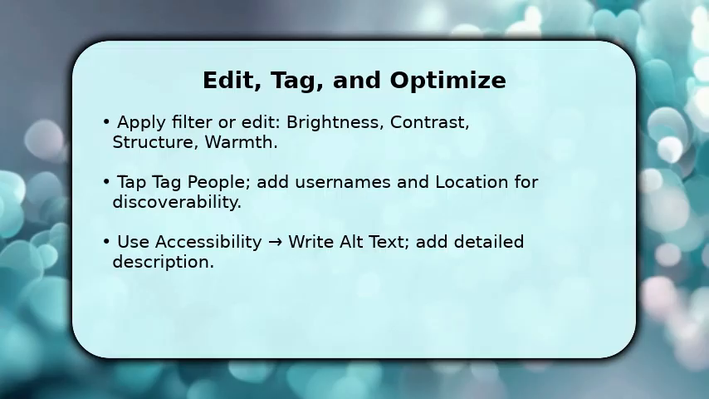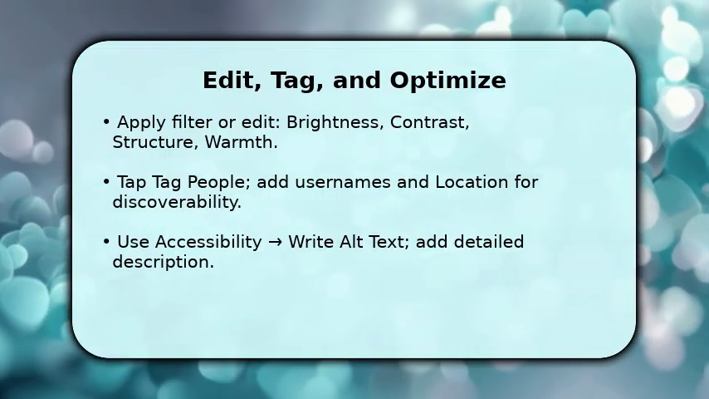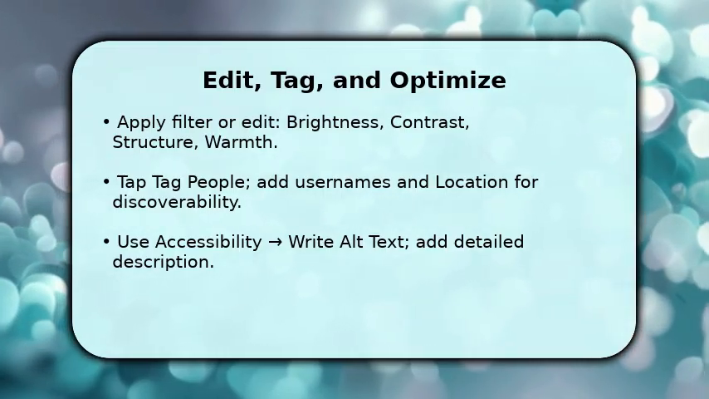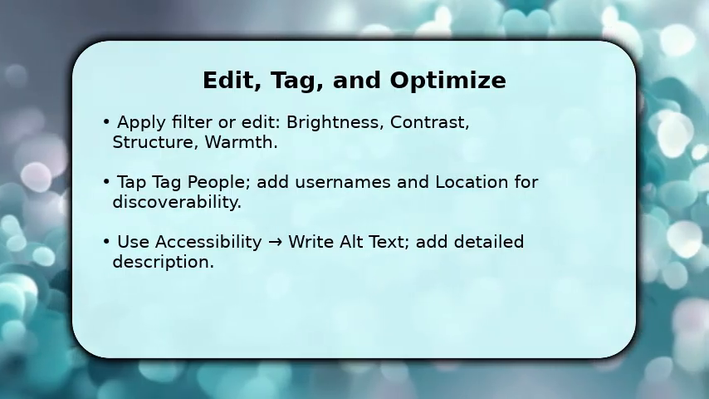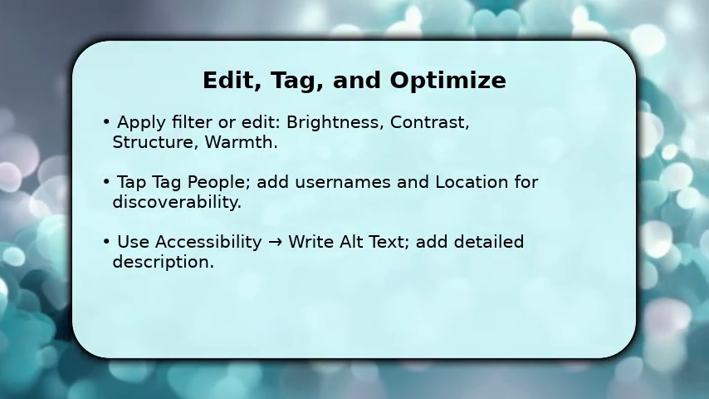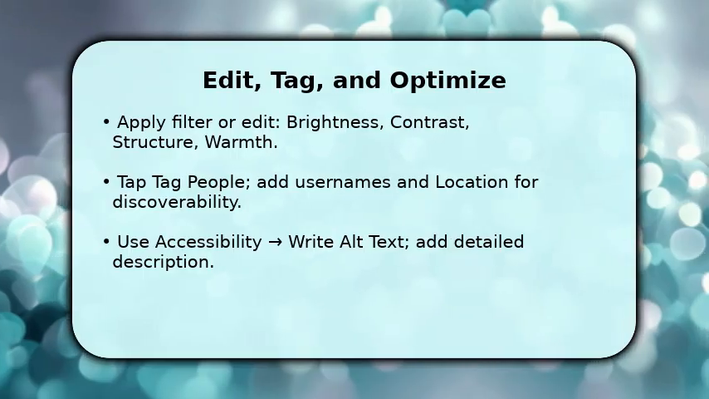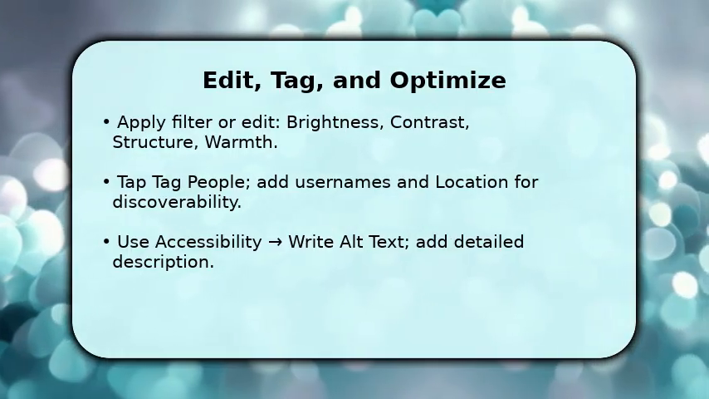Tap Tag People to add usernames and include a location for reach. Make sure to open Advanced Settings and add alt text so visually impaired viewers can understand the photo. This improves accessibility and can boost engagement.